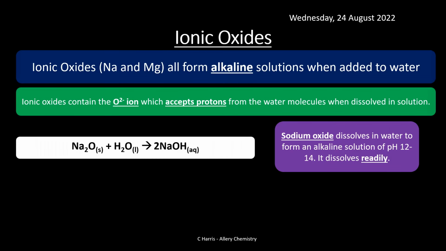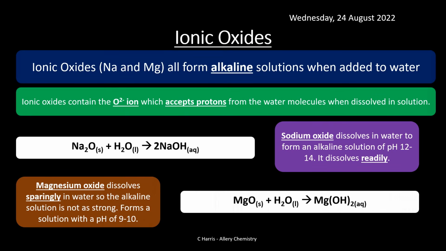Sodium oxide dissolves in water quite readily. It forms an alkaline solution with a pH of 12 to 14, which is obviously a strong alkali. So relatively straightforward. Magnesium oxide, on the other hand, doesn't dissolve quite as readily. It dissolves sparingly in water, and because it doesn't dissolve very well, the pH isn't as high as it would be with sodium hydroxide, but the reaction is still the same. Magnesium oxide reacts with water to form the hydroxide as well. It just doesn't form a strong alkali because it's not as soluble.